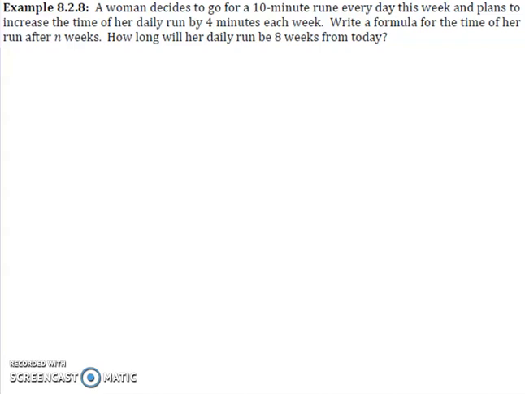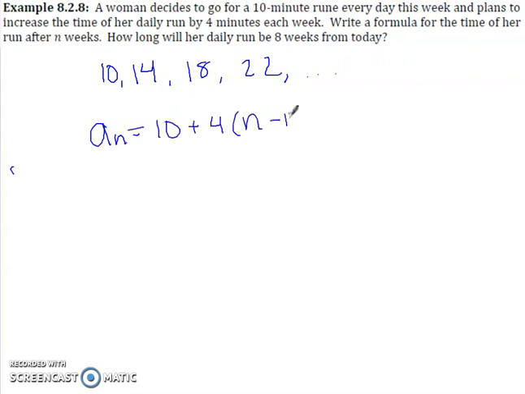A woman decides to go for a 10-minute run every day this week and plans to increase the time of her daily run by 4 minutes each week. Write a formula for the time of her run after n weeks. So I've got 10 minutes the first week, and then the next week is 14 minutes, then 18 minutes, then 22 minutes, and so on. So to write a formula, this is arithmetic, so a sub n is 10 plus 4 times n minus 1. We're adding 4 minutes for every week except the first one.